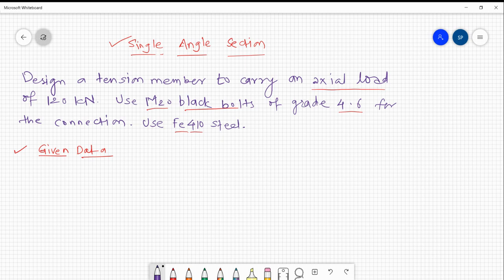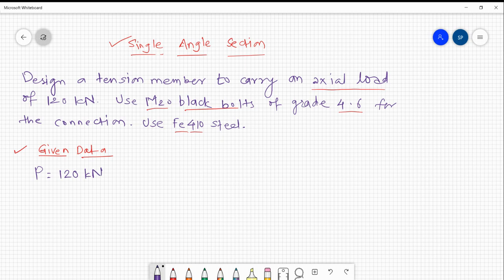If you read carefully, axial load is given in this numerical. Later on for design purpose you have to convert it into factored load or ultimate load. So let us denote this by P. So P value is given as 120 kilonewton.